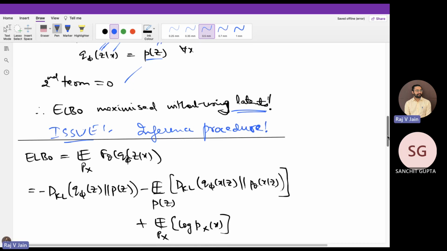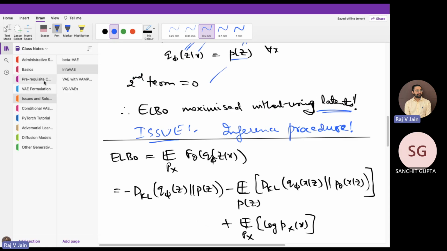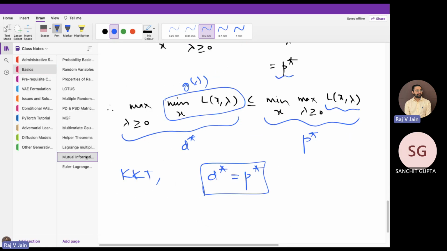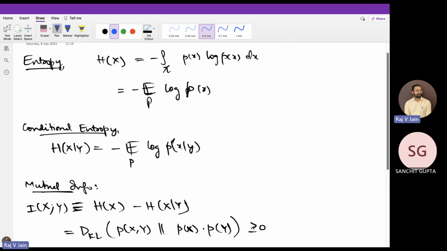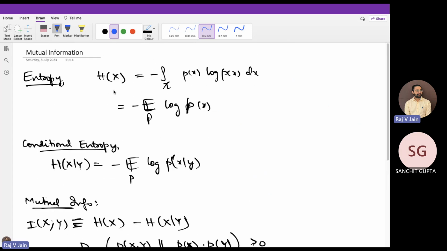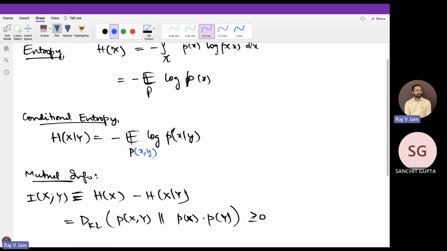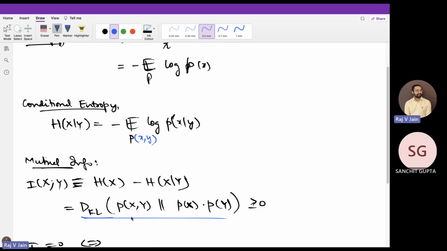So to solve this inference issue, very simply, we have a term called mutual information. We discussed what entropy is a long time back. It can be seen as the expectation of the log of the probabilities. A conditional entropy is similar, where we try to map the conditional distribution, where P here is a joint between X and Y. Mutual information is taken as the difference between these two terms, and again can be shown to be equal to this distribution.